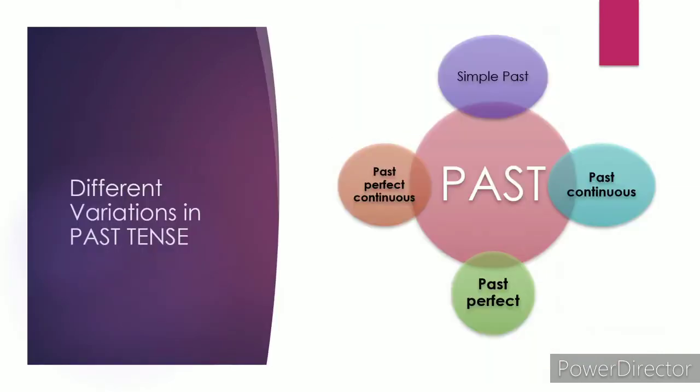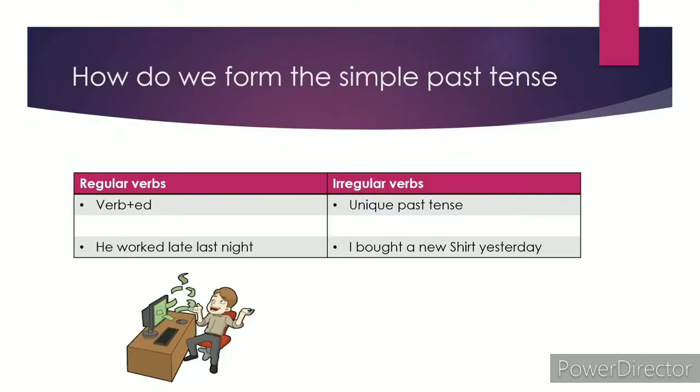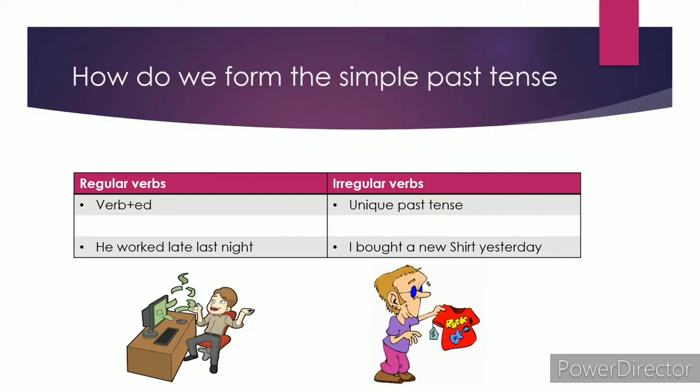The past tense has four forms: the simple past tense, past continuous tense, past perfect tense, past perfect continuous tense. Now, how do we form the simple past tense? The past tense is usually formed by adding d, ed or ied to the base form of the verb. However, there are many irregular verbs that take on different forms in the past tense.